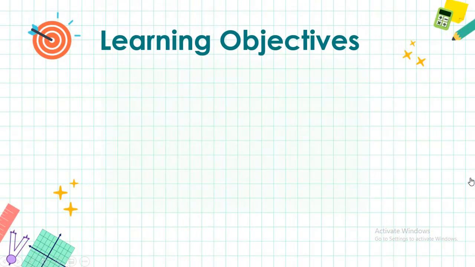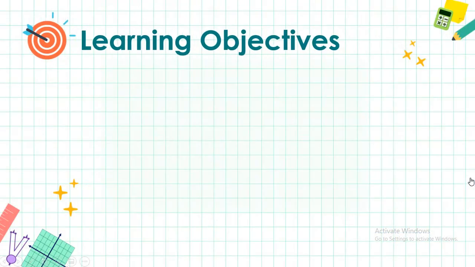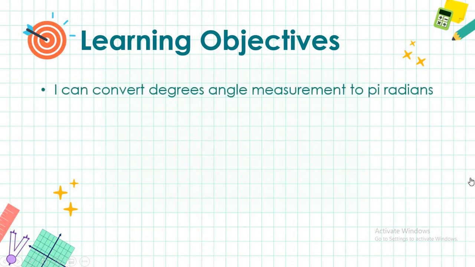At the end of this video, hopefully we are going to achieve the following learning objectives. First, you should be able to convert degrees angle measurement to pi radians and vice versa.